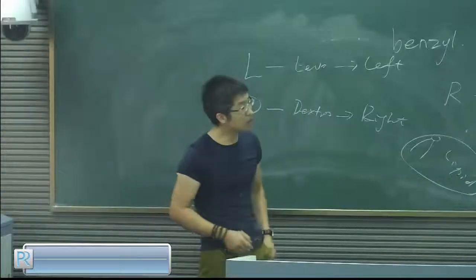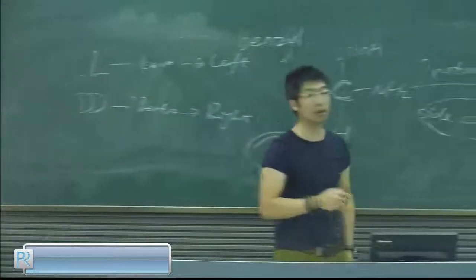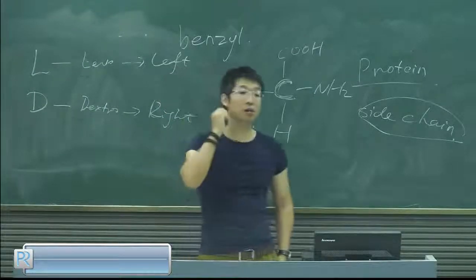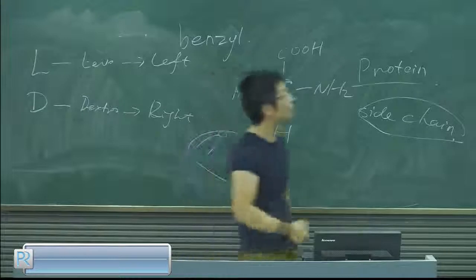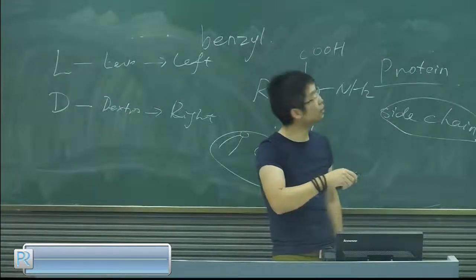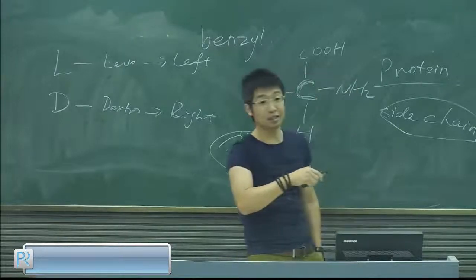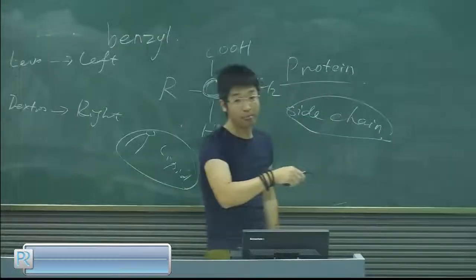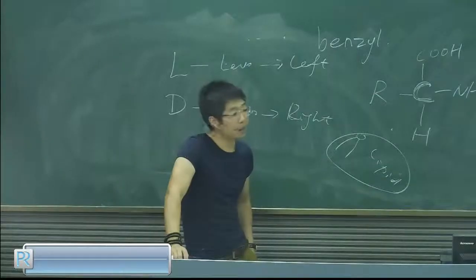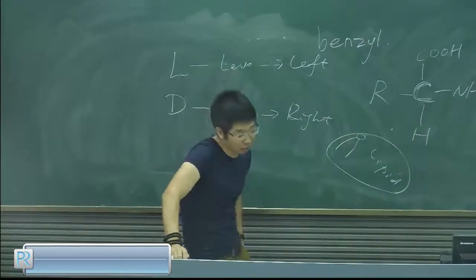The next group is the polar uncharged. Uncharged means it has no charge, right? Here, you can see a hydroxyl group. A hydroxyl group is a polar group, but this molecule is not charged. Here is another one with a hydroxyl group as well. So there are 4 amino acids that belong to the polar uncharged amino acids.